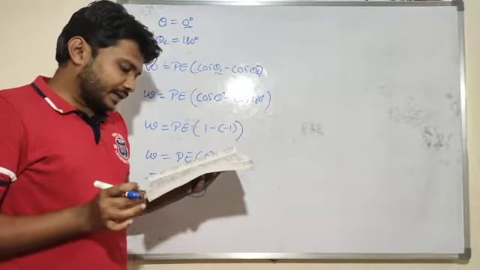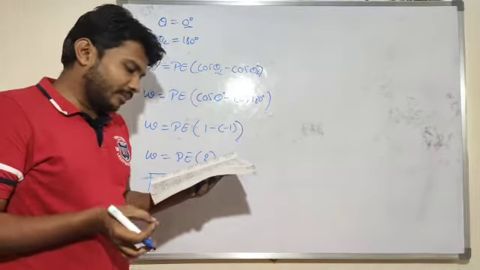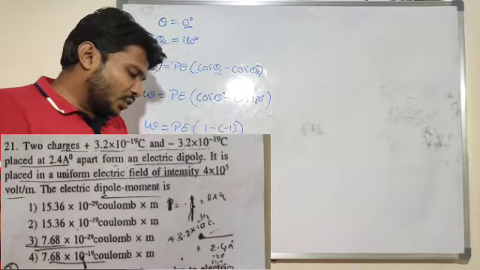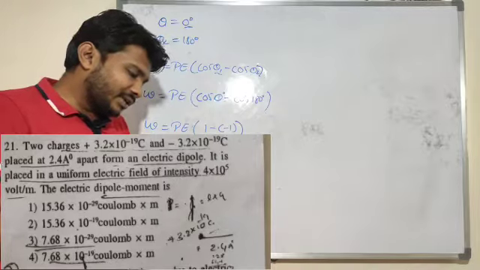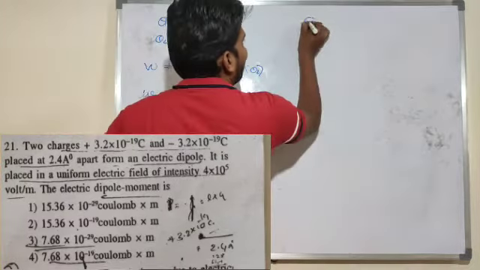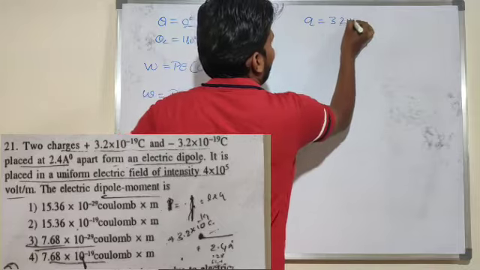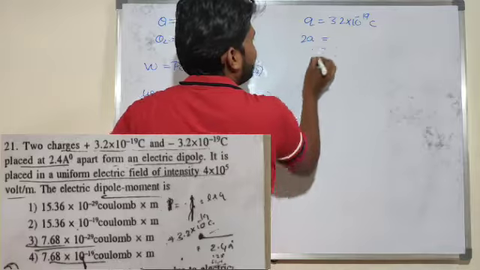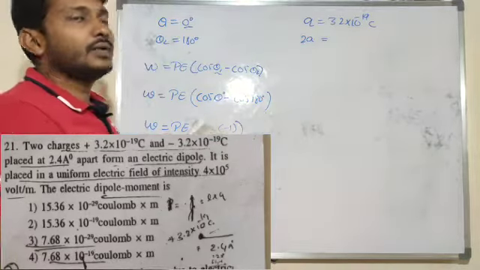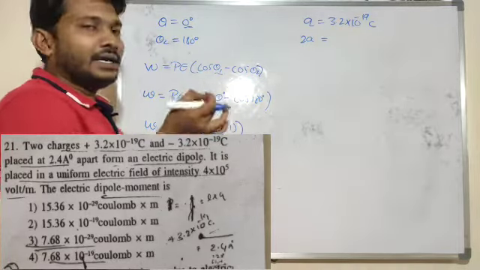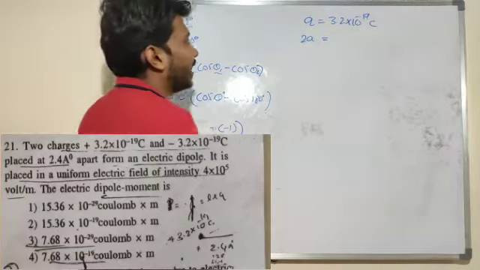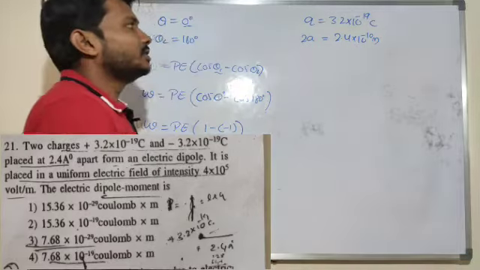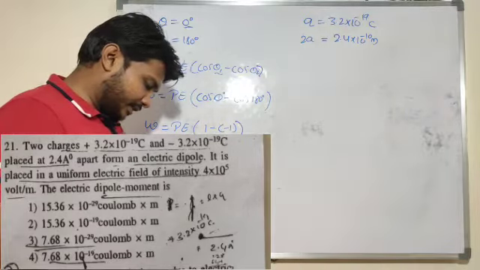Two charges plus 3.2 into 10 to the power of minus 19 coulomb and minus 3.2 into 10 to the power of minus 19 coulomb are placed 2.4 angstrom apart, forming an electric dipole. So they mention the magnitude of the charge: 3.2 into 10 to the power of minus 19 coulomb, and the other is minus 3.2 into 10 to the power of minus 19 coulomb, separated by a distance of 2.4 angstrom. So 2.4 into 10 to the power of minus 10 meter.